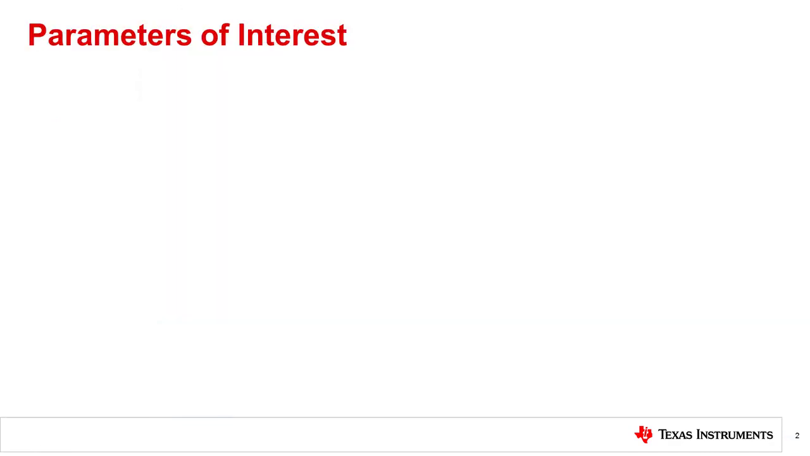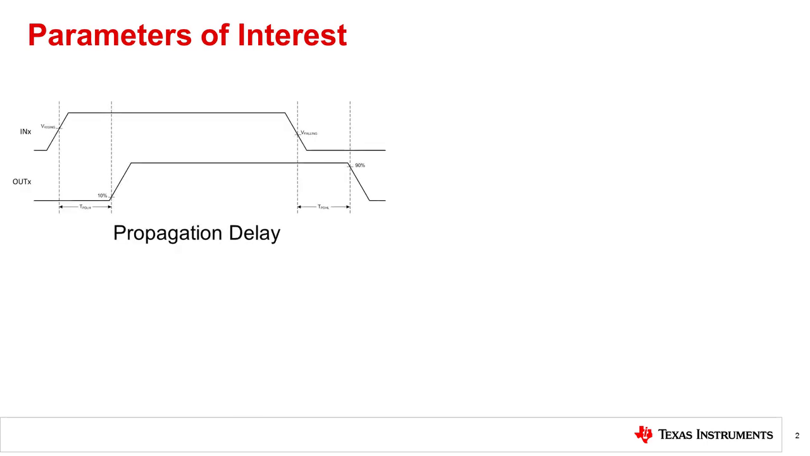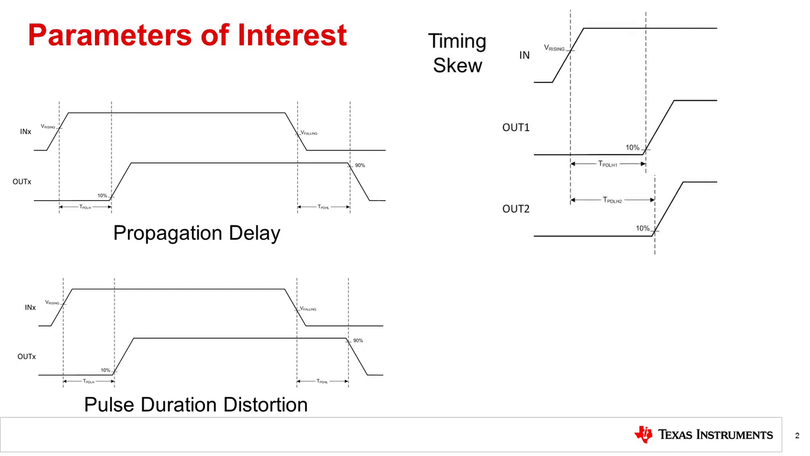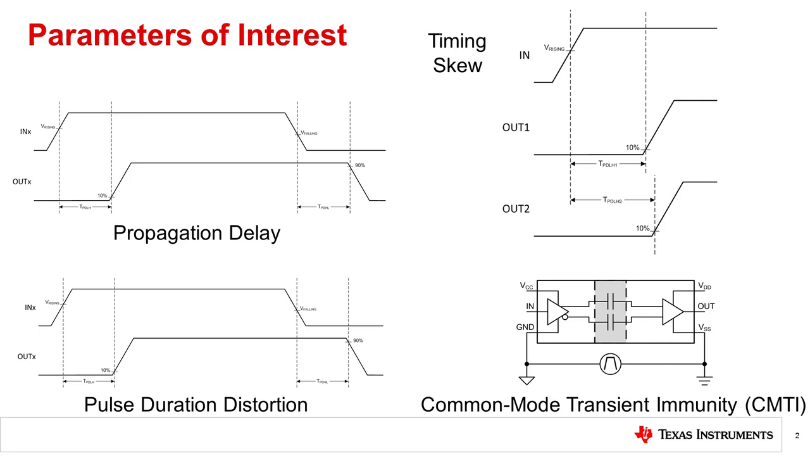The four parameters this lecture will focus on are propagation delay, pulse duration distortion, part-to-part or channel-to-channel skew, and common mode transient immunity. In the previous lecture, these parameters were at the core of many emerging improvements to common applications for isolated gate drivers.